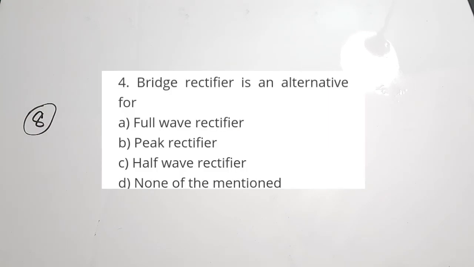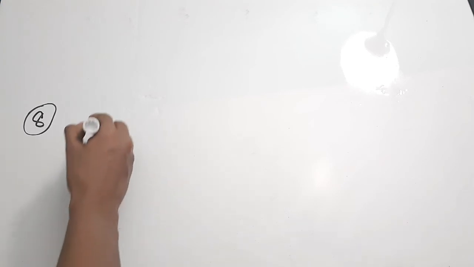Moving on to the 8th question. Bridge rectifier is an alternative for dash. Very, very simple question. A, full wave rectifier, B, peak rectifier, C, half wave, D, none. So we all know that bridge rectifier is actually connecting your load across the, like a bridge. Okay. So that is nothing but a full wave rectifier's version or an alternative. So it is option A is the correct answer. That is, bridge is actually a full wave rectifier's alternative.